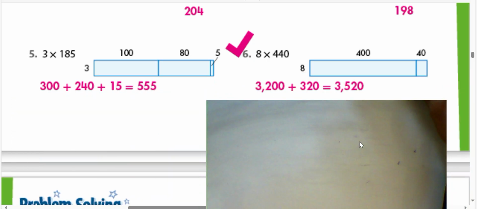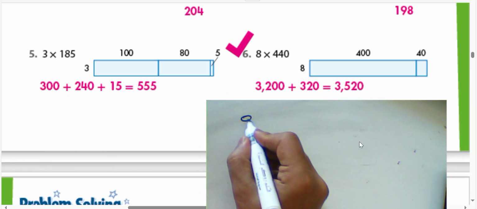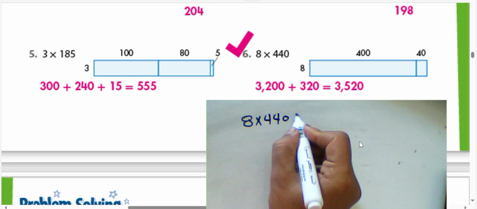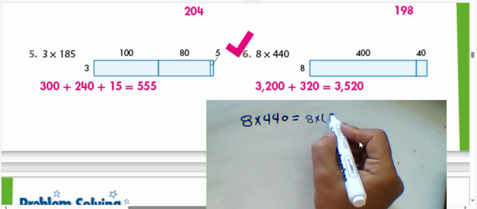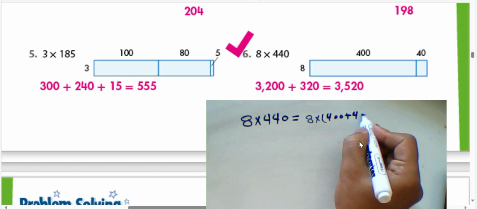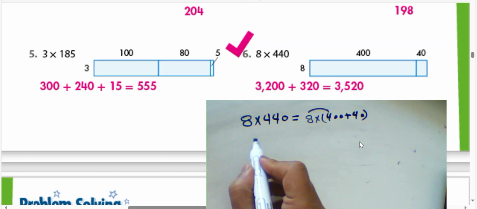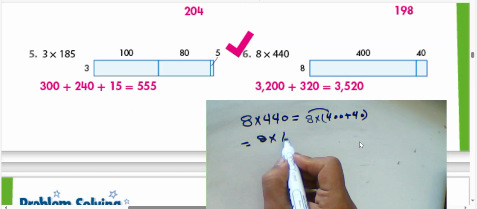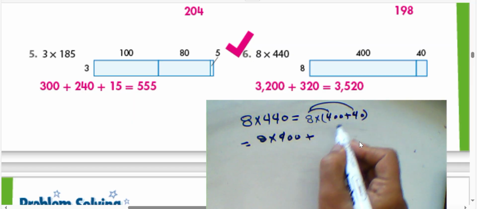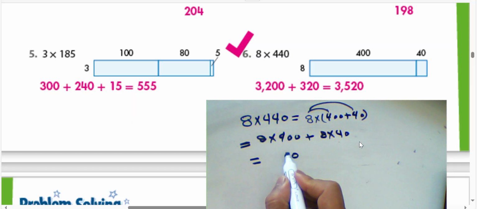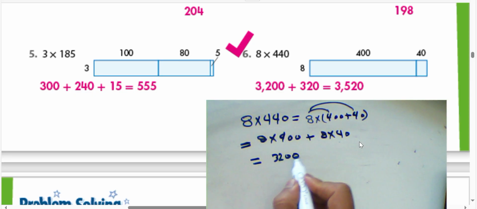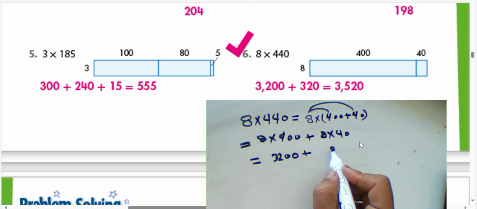And also 8 times this number, 440. We can use the distributive property. Write 8 times 400 plus 40. 8 times 400, add 8 times 40. Write double 0, and 8 times 4 equals 32. 4 times 8 equals 32.